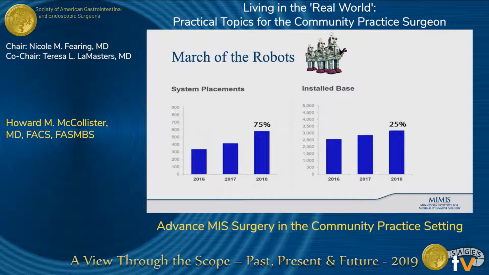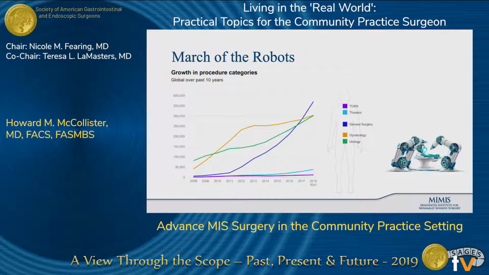The robot has made a tremendous impact on a lot of different hospitals. The number of system placements has risen by 75% in the last 3 years. The installed base has increased by 25% in that same period of time. If you look at these graphs, you see that in OBGYN, urology, and general surgery in particular, the use of the robot, the number of operations being done, has significantly increased.